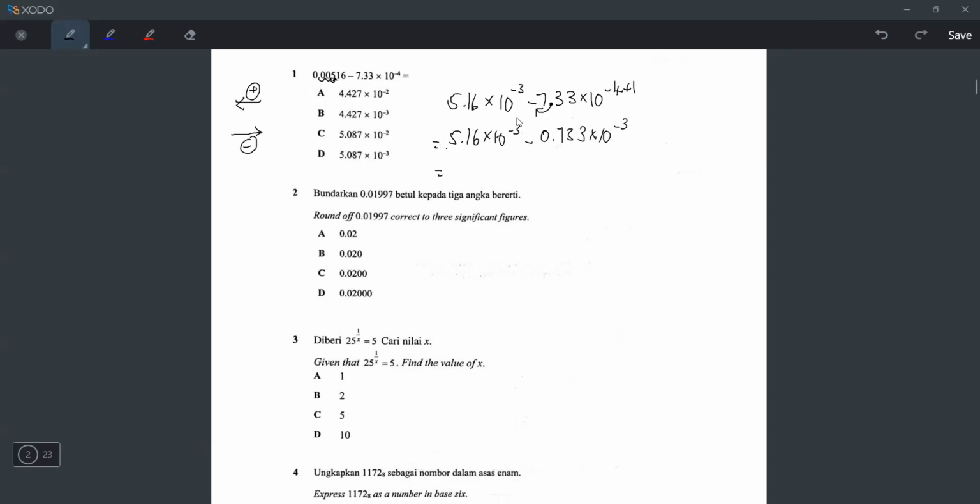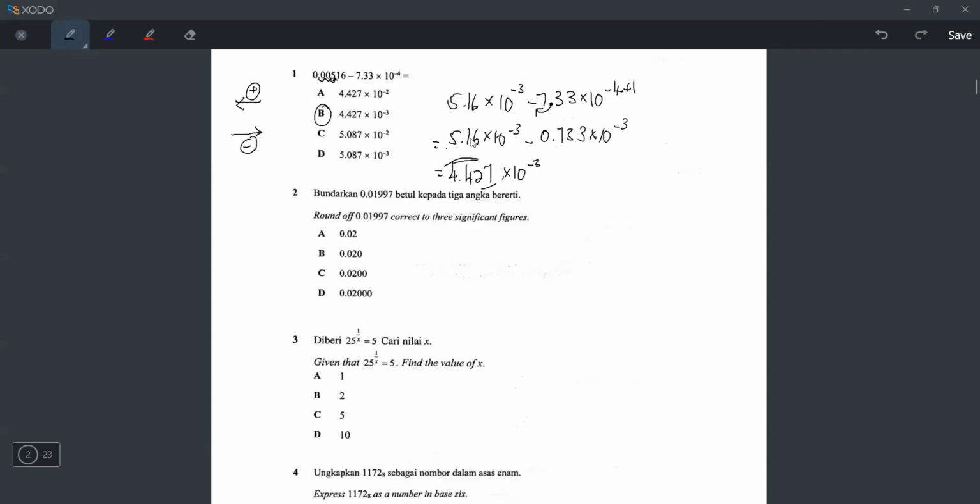Now you can see that the first part has 10 power -3. This second part also has 10 power -3. You can factorize out the 10 power -3. And then here, you will just press in your calculator 5.16 minus 0.733. Let me press now. Okay, I just pressed and I got 4.427. So that's the answer. The answer is B.